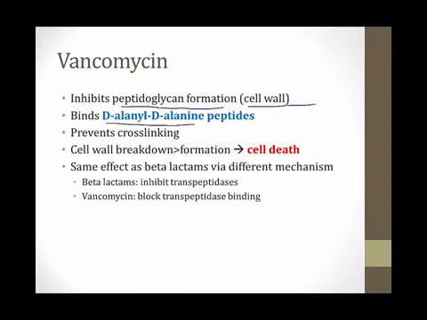These are two alanine amino acids linked together, and the letter D is included because they're in the D configuration, in contrast to most human amino acids, which are in the L configuration. Once vancomycin binds to these peptides, it prevents cross-linking. As a result, bacteria cannot form new cell walls, so the rate of cell wall breakdown exceeds the rate of formation, and this leads to cell death. Therefore, vancomycin is bactericidal. And this is the same effect on the cell wall that beta-lactams have, however, it's via a different mechanism. Beta-lactams inhibit transpeptidase enzymes that cross-link these peptides. Vancomycin binds to the peptides and blocks the action of the transpeptidase enzyme altogether.